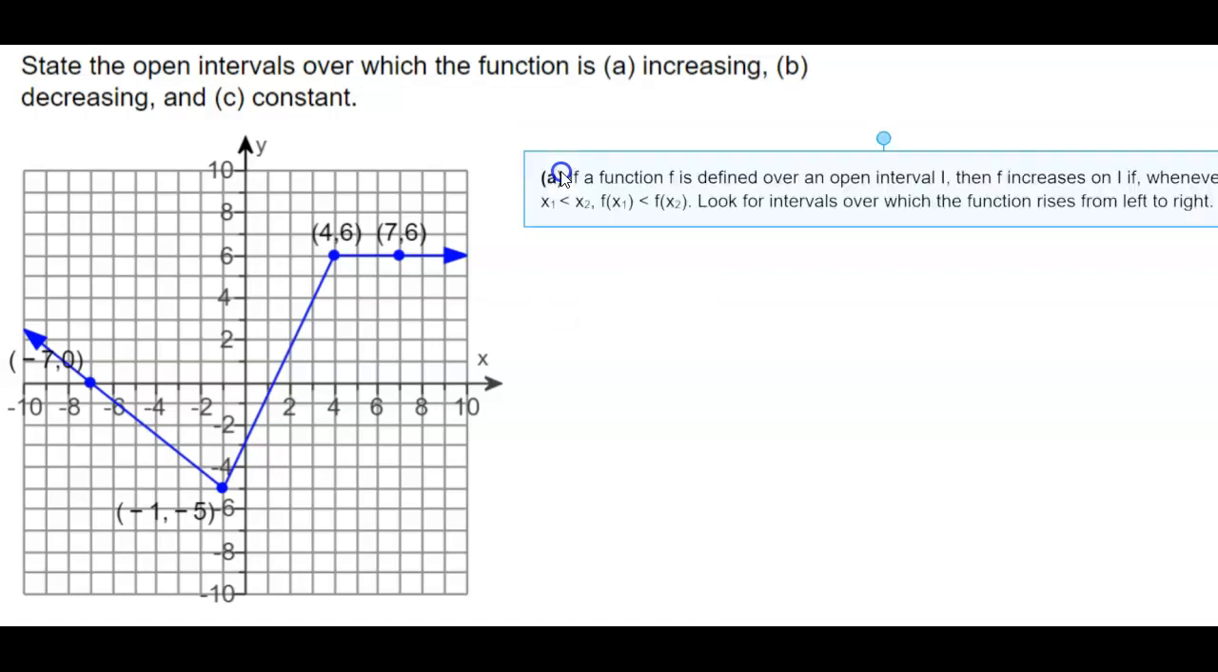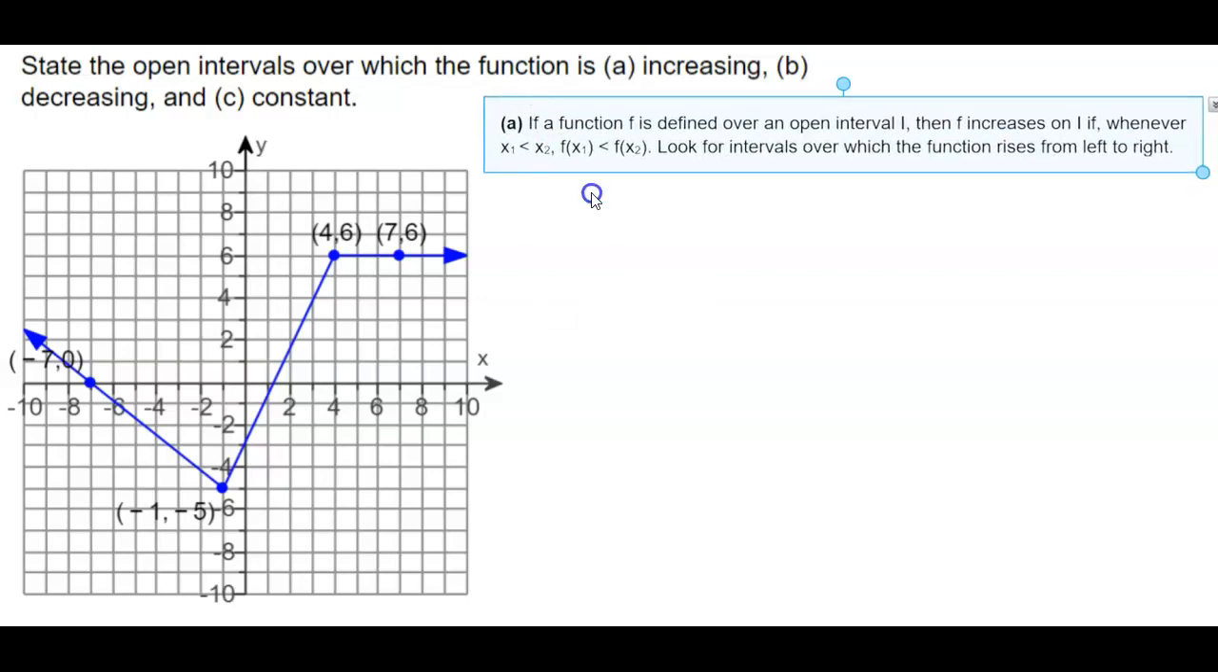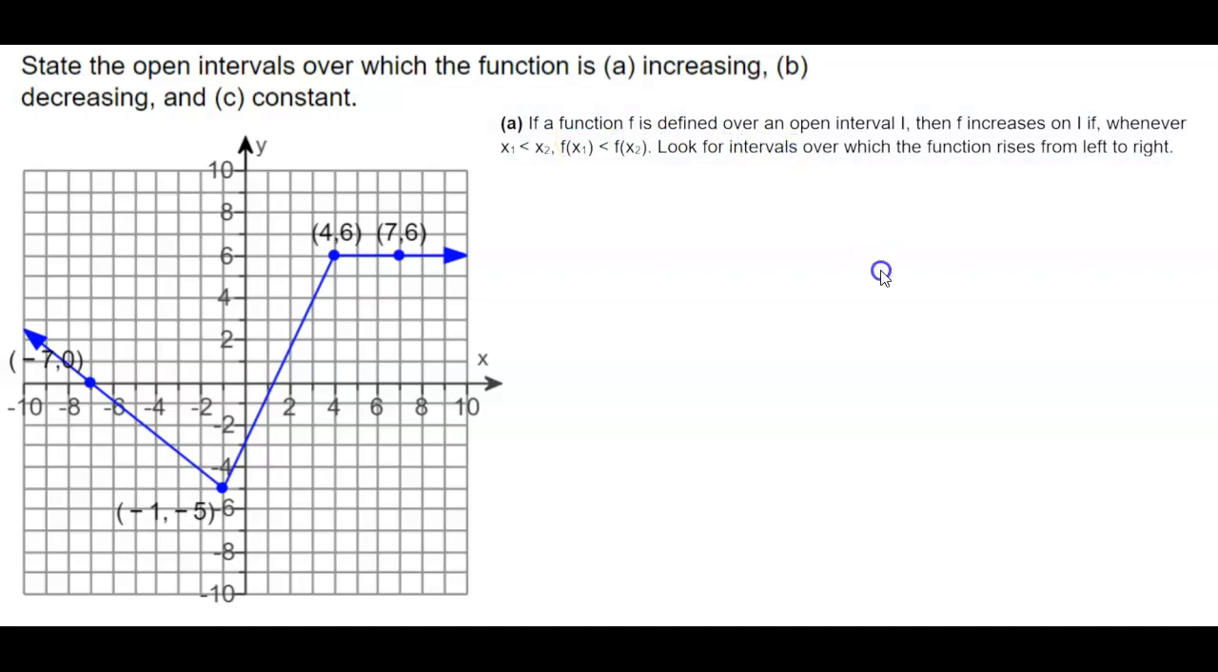Now, recall the definition: if a function f is defined over an open interval I, open means that you use parentheses, you cannot use brackets, then f increases on the interval I if whenever the x-coordinate x1 is less than the x-coordinate x2, then the output f of x1 is less than f of x2. So we're first going to identify where it is increasing. I'm going to use a different color for increasing here.